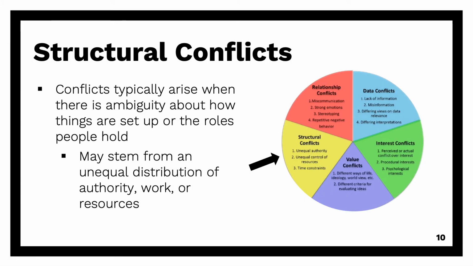Next, we have structural conflicts. Structural conflicts typically arise when there is ambiguity about how things are set up or the roles that people hold. These conflicts may stem from an unequal distribution of authority, work, or resources. For example, structural conflict could occur in a student organization if members of the executive board perceive the president to have all the power and they become frustrated because other executive members don't feel that they can contribute to the decision-making process.